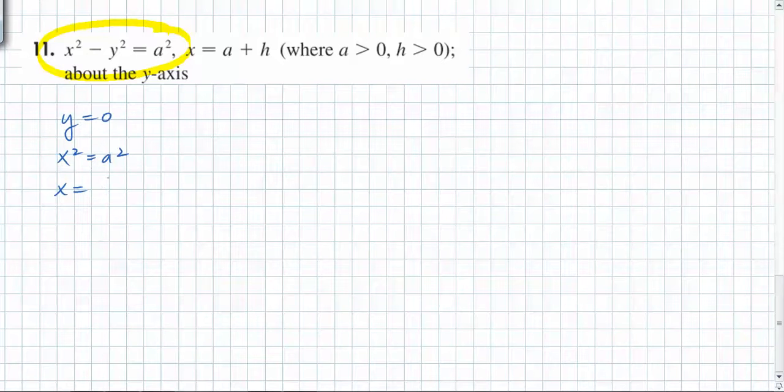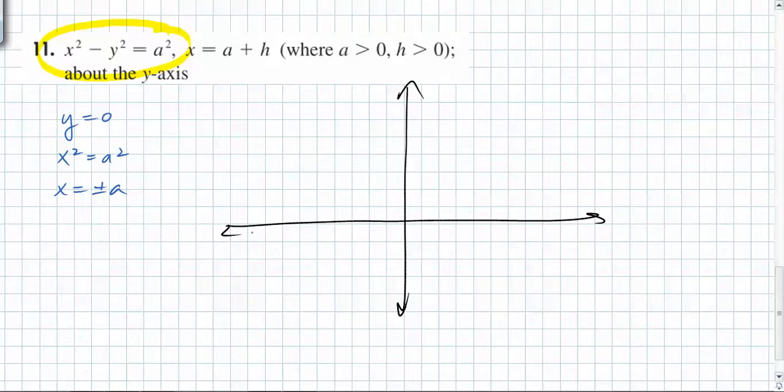Plus or minus a. Correct. Plus or minus a. So if you were to graph these two things right here, what do you end up with? You end up with plus or minus a. Now what happens if you try to find the y-intercepts? So you have negative a and a right here. So we know the function hits at those two places, right?